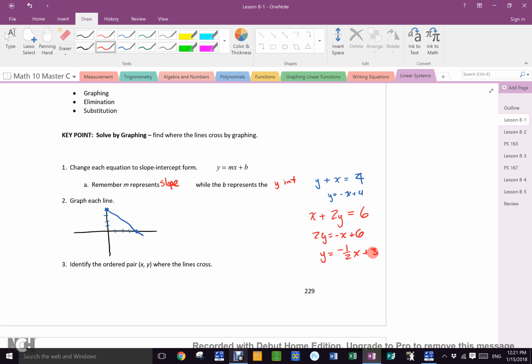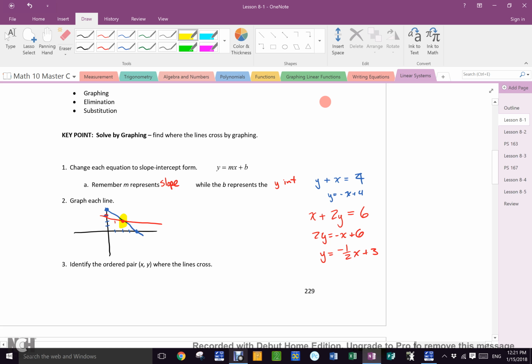Everyone cool? Graph it. Where do I put the first dot? 3. And then what? Down 1 and right 2. There's that line. Does everyone agree? What part is confusing for you? Does everybody understand? Now, what is special about that point right there?